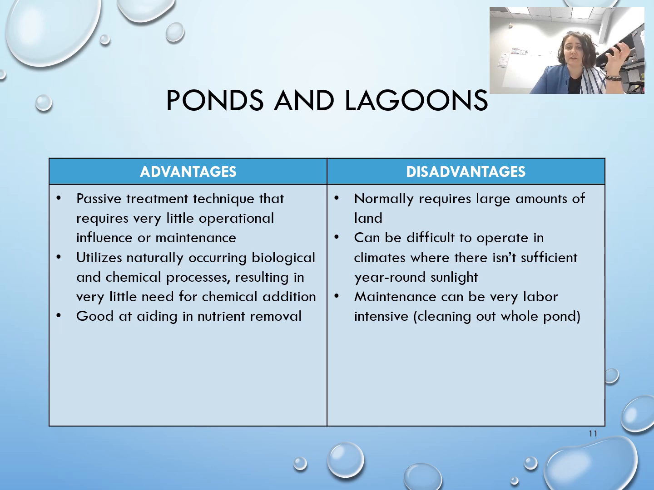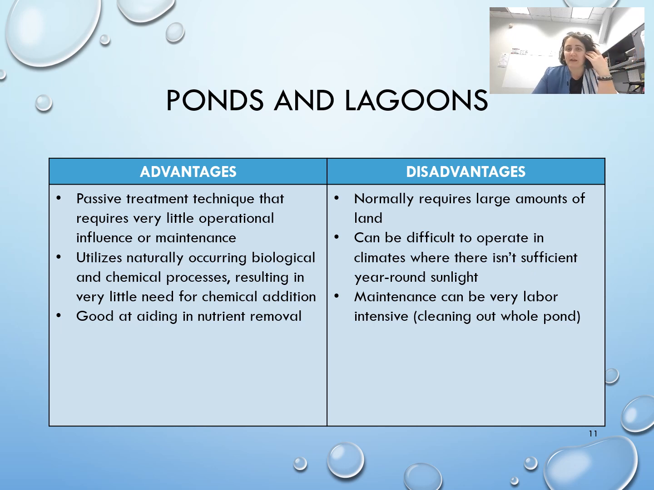And it's a good way to start the nutrient removal process. Depending on the type of system you have and what types of nitrogenous or phosphoric compounds are coming into the system, this might be a good way to kind of just remove some of those nutrients from the system in a very passive way. Some disadvantages is that it requires large amounts of land.